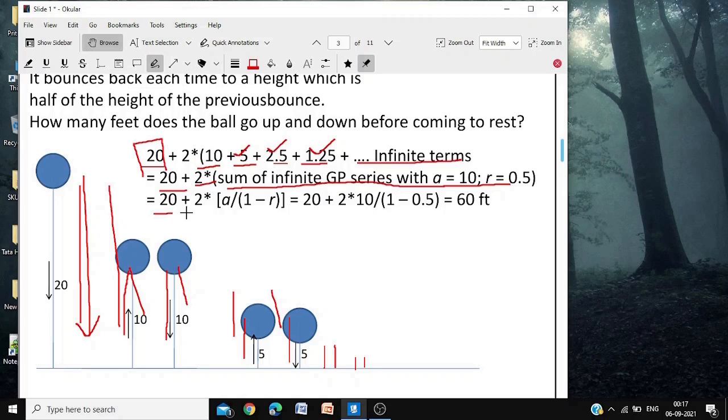That is 20 plus 2 into the sum of this infinite series, given by a upon 1 minus r. That is 20 plus 2 into a, which is 10, upon 1 minus r, 1 minus 0.5. This part will give you 40. This GP series will give you 20. When you multiply by 2 you get 40, and then you add this 20 to get 60 feet as the final answer. The total required answer is 60 feet.